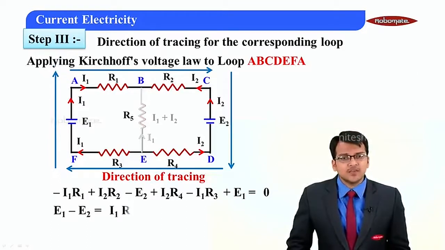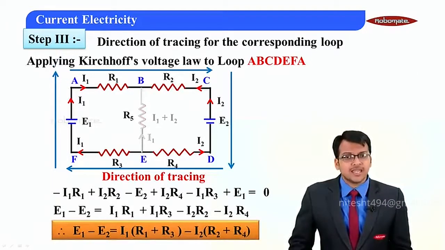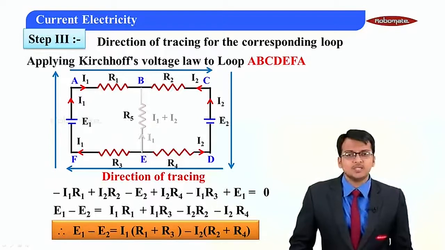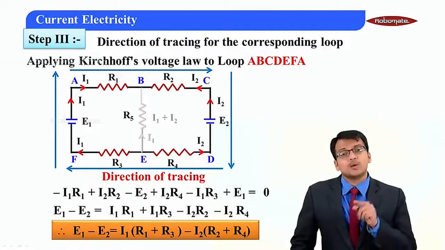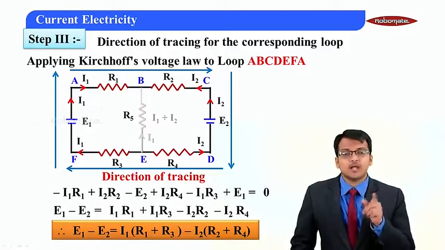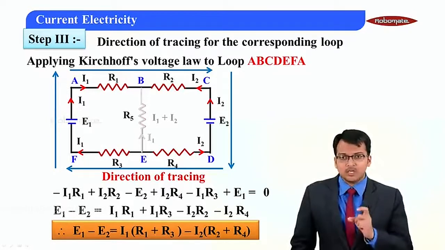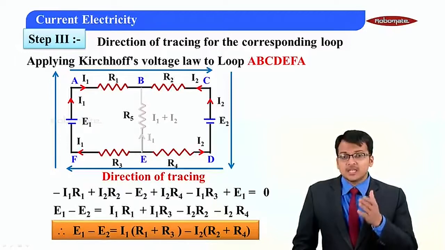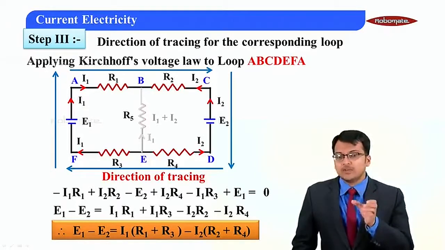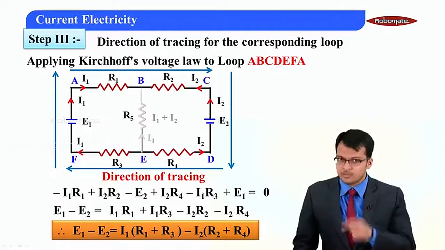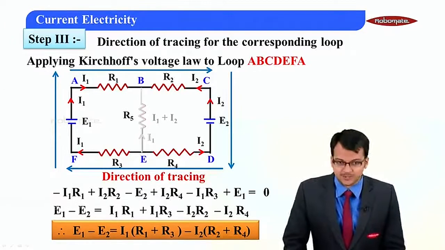Now, when you re-simplify this equation, can I not say E1 minus E2 is equal to I1 (R1 plus R3) minus I2 (R2 plus R4)? This can be remembered as a shortcut: R1 and R3 have current I1 flowing, so they are taken together, and R2 and R4 have current I2 flowing. Perfect. So that's it for this module. Thank you.